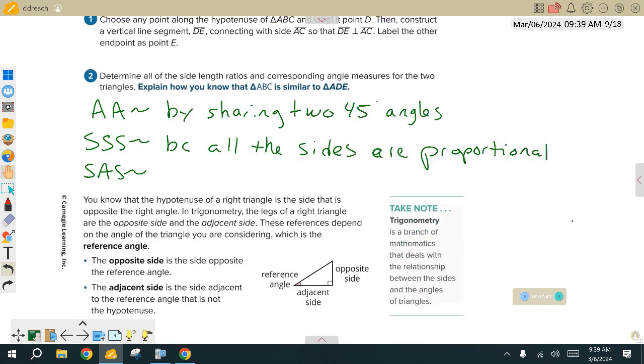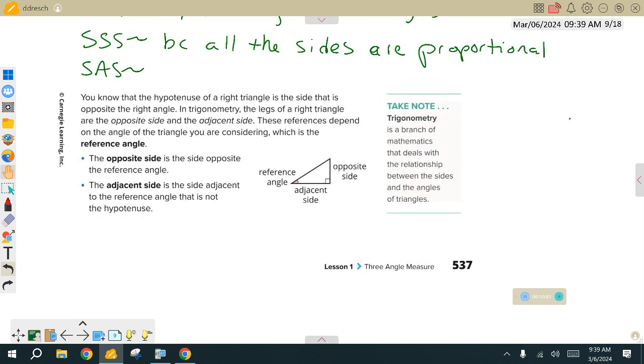It's all relative. It's going to be all relative to where you're standing in these triangles as we move into trig now, okay? Where you're standing, hypotenuse is a hypotenuse, right? What's the hypotenuse always opposite?